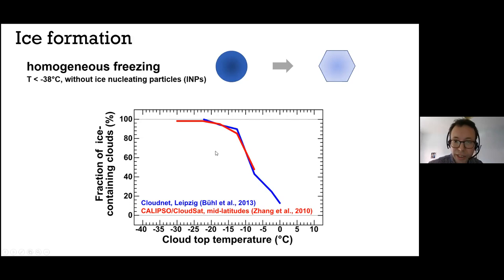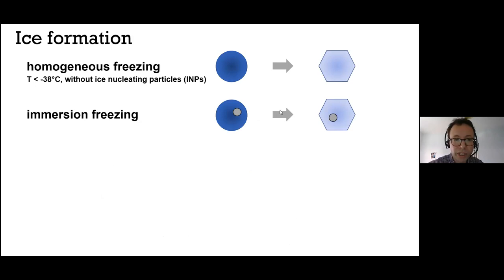What we can see here is that in the real atmosphere, observations show us that we observe cloud ice almost down to temperatures of zero degrees Celsius rather than those minus 38 degrees. That means there's not only homogeneous freezing acting, so there's not water that turns to ice without anything coming to its aid. Usually there's an aerosol particle involved, and that's those INPs.